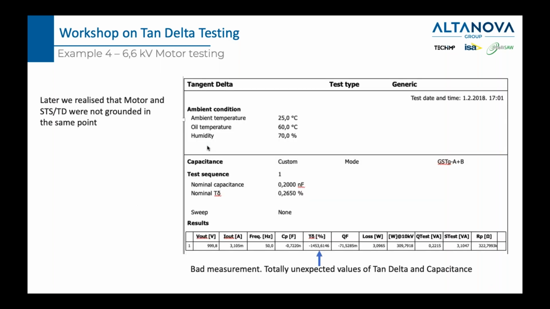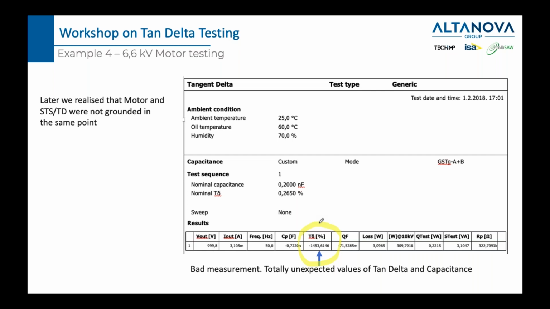Now, one concrete example, this was done in South Africa. The first step I would like to show you is the step in which I made a boo-boo. I made a mistake and I didn't connect properly. So I got the result, which is ludicrous. I got tan delta of -1,453. And herein lies the first answer to the question, why do I get a negative tan delta?